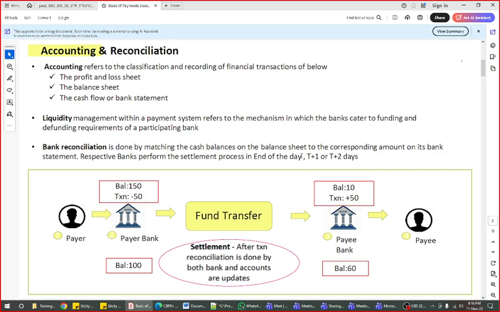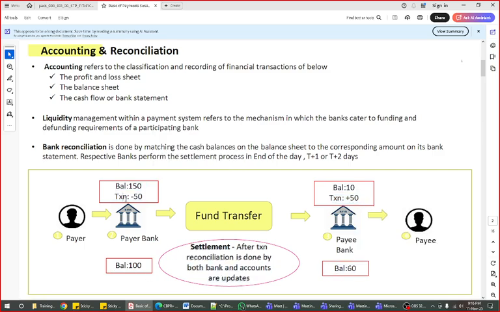So what happens if the balance at the payer bank is 150, and you want to send 50 pounds to the beneficiary or payee bank? The current balance is 150. After deducting 50 pounds, the balance is 100, and the fund is transferred from the payer account. Here the current balance is 10. Once you receive the 50, your current balance is 60 here, and your current balance is 100 here.